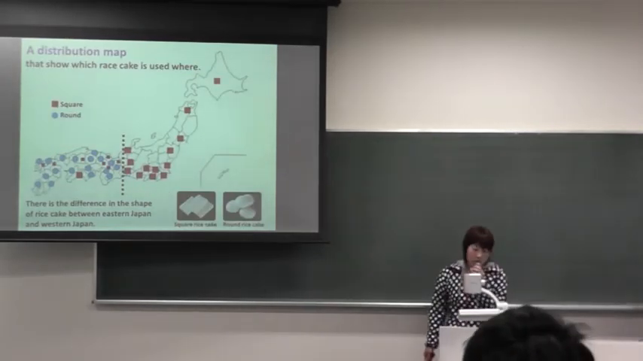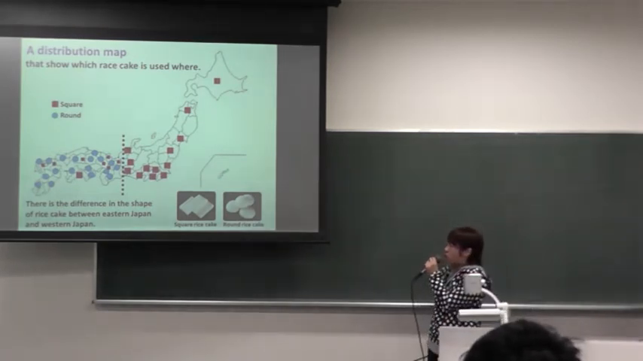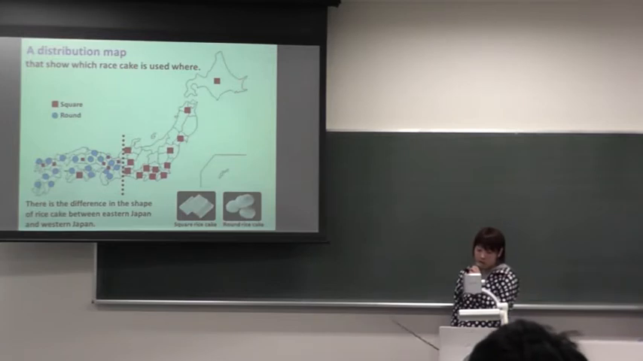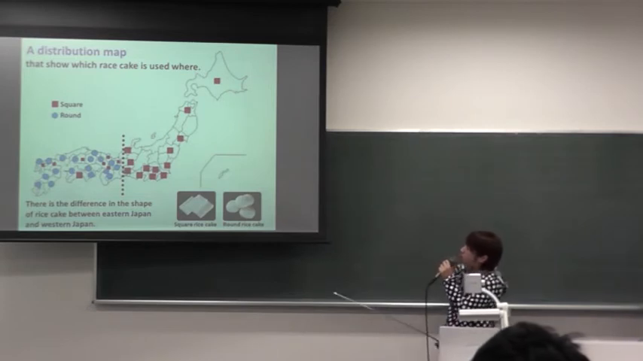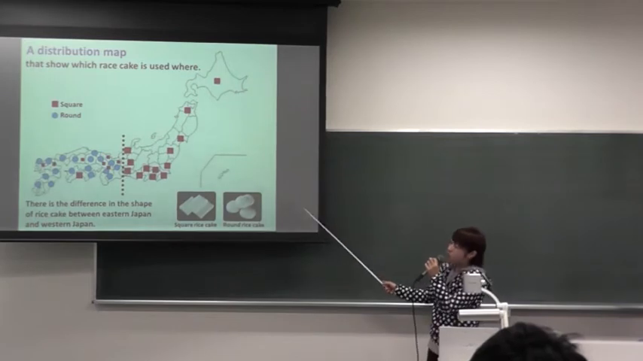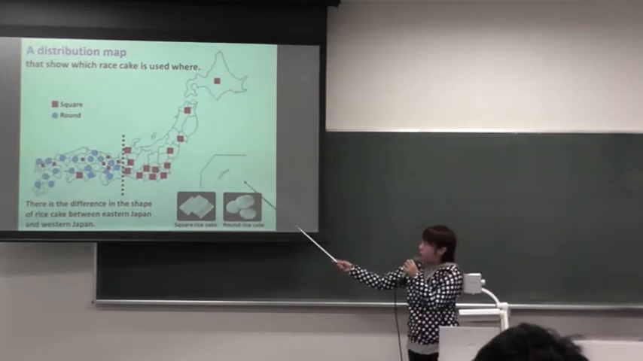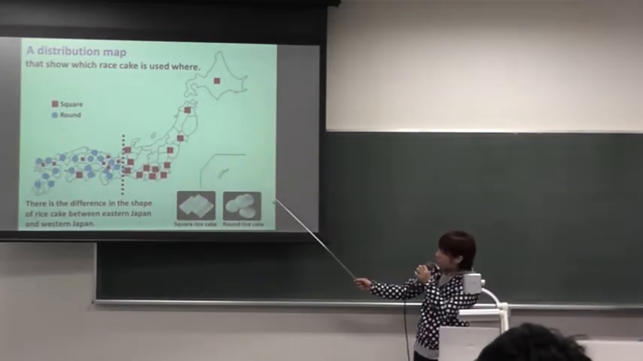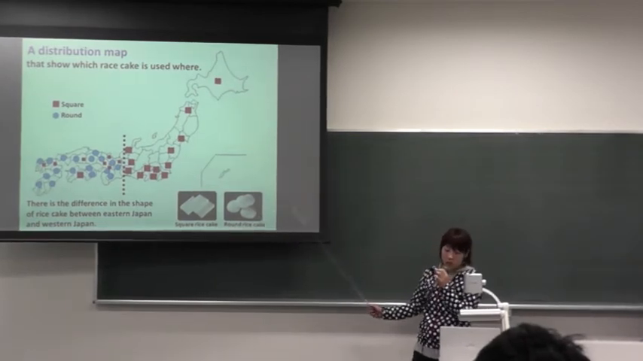Last time, in midterm presentation, I showed that there is a difference in the shape of rice cake between Eastern Japan and Western Japan. There are square and round in the shape of rice cake. This distribution map shows which rice cake is used where. In places which are put red square marks, square rice cake is used. And in places which are put blue round marks, round rice cake is used.